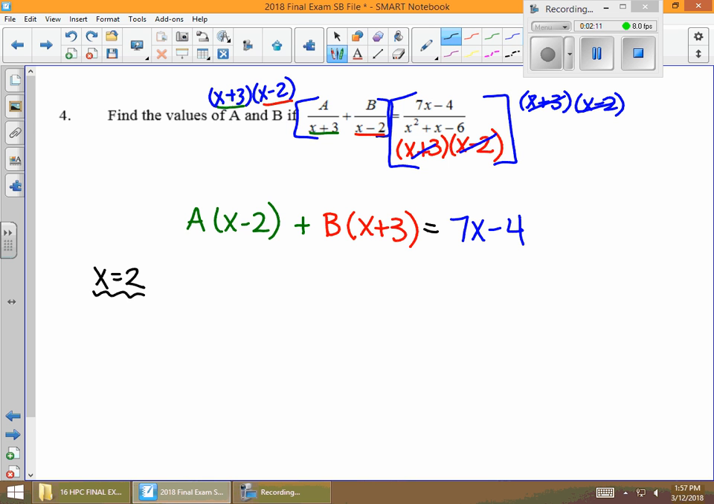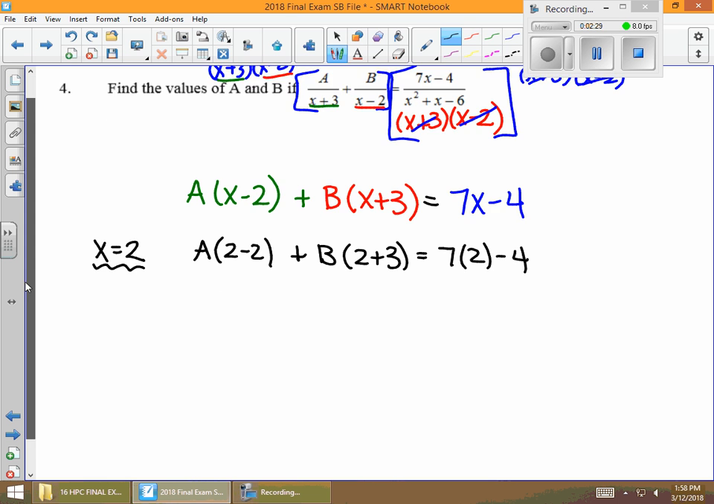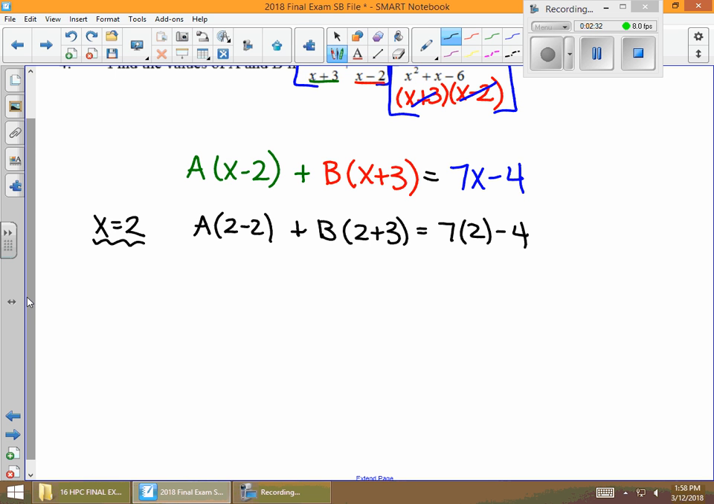If I put in x equals 2, I'm going to get a 0 with my A: A times 2 minus 2, plus B times 2 plus 3, equals 7 times 2 minus 4. That's going to 0 out my A times 0, so that whole term is going to be gone. And that's going to leave me with 1 variable and 1 equation, and that is definitely something I can solve. So 2 plus 3 is 5, I have that B there. 7 times 2 is 14, minus 4 is 10. That means B equals 2.